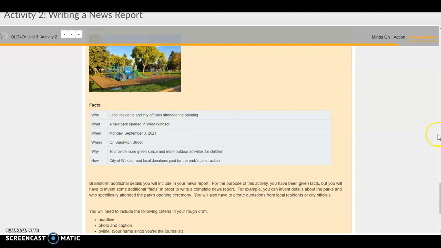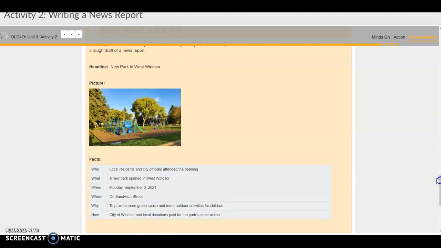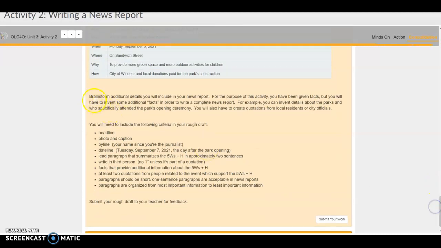So what your job is going to be is to take this headline, this picture, and these facts and turn it into a full news report. Okay, so if we go further down here, there'll be more explanation. It says brainstorm additional details you will include in your news report.